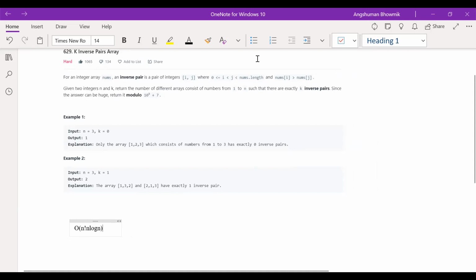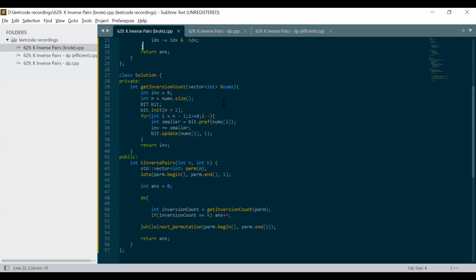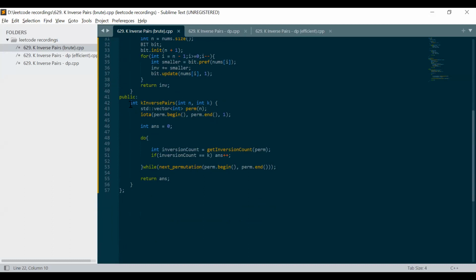So if I were to share my code for the brute force approach, first of all, we have this boilerplate code which takes the integer n and then creates an identity permutation. So what is an identity permutation? It is basically a permutation containing all the integers from 1 to n in sequential order. Then we use the standard C++ template function next_permutation to generate all the permutations of a given vector. And then for each permutation, we first of all retrieve the count of inversions in that specific permutation.